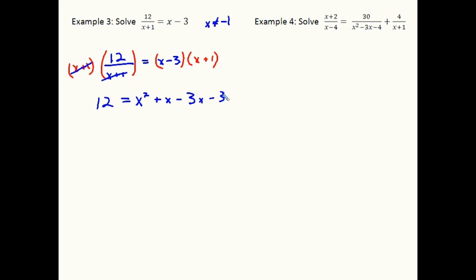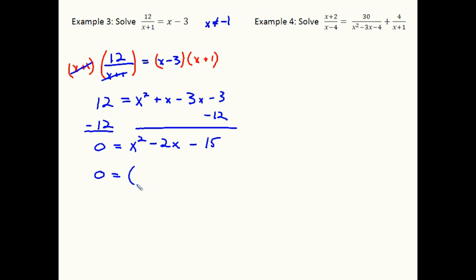What I'm going to do is subtract 12 from both sides because I see we have a quadratic here. At the same time, I'm going to add like terms, so we have x squared minus 2x minus 15. The easiest way to solve a quadratic is to factor it if possible, and this one does factor. This factors to x minus 5 times x plus 3.